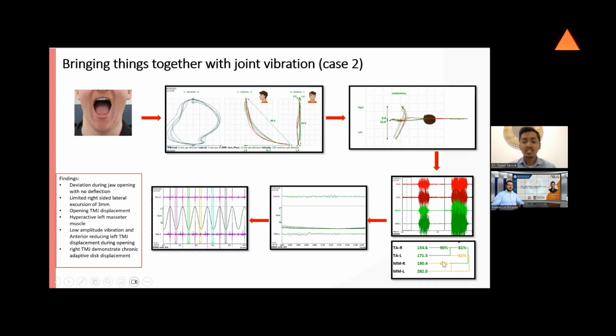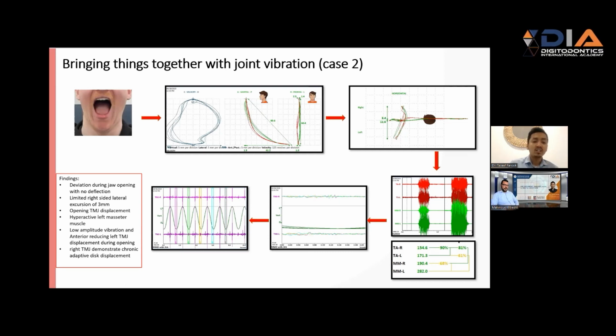You can see that right here as well, where the masseter of the left and right side have a 68% synergy, which is barely at that level. And if we were to have a look at the joint vibration, you will also see that there is low amplitude vibration with an anterior reducing component in the left TMJ section right here, which can also be transmitted to the right as well. So let's put this all together.